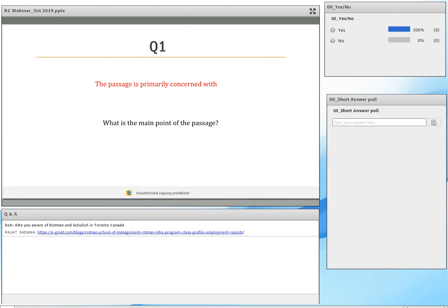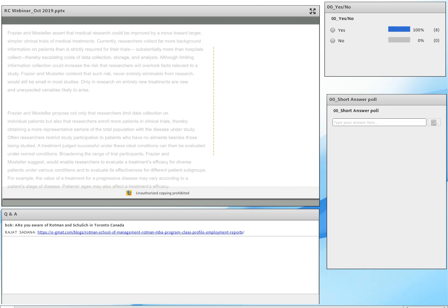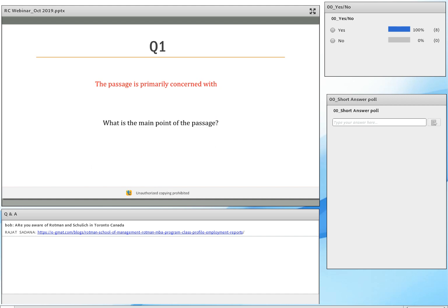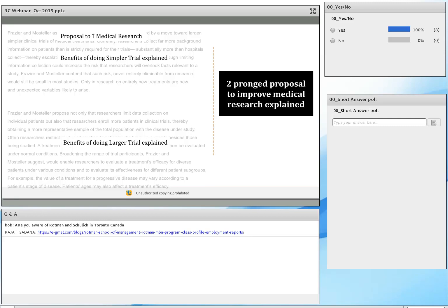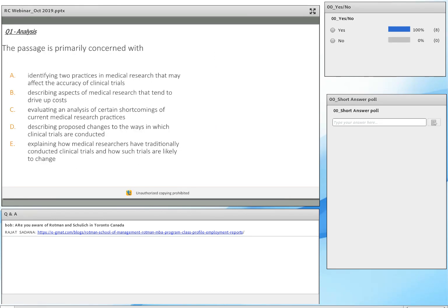And because we have this level of understanding of the passage, going through questions will be straightforward. Okay. So the first question is, the passage is primarily concerned with, which means we need to find the main point of the passage. So if you think about it, the first sentence itself says that, okay, there's a proposal to improve medical research. Then the author talks about benefits of doing simpler trials. Then he talks about the benefits of larger trials, right? So essentially he's given two proposals to improve medical research. Right now, let's take a look at the answer choices.